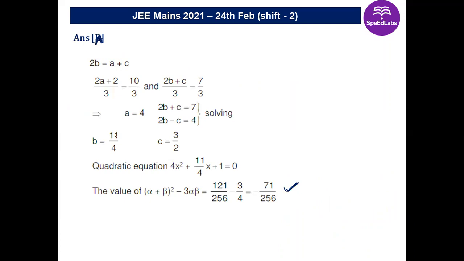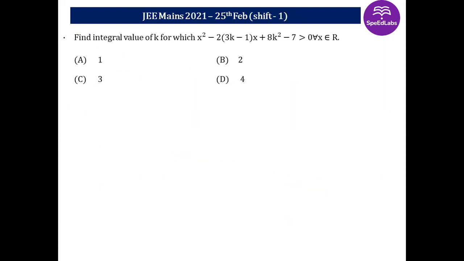The tagging is wrong. Okay, let's move to the fourth question, and this came in your 25th February first shift, and this was a very easy question based on your 10th standard, you can say. So find the integral values of k for which this quadratic is always greater than 0.